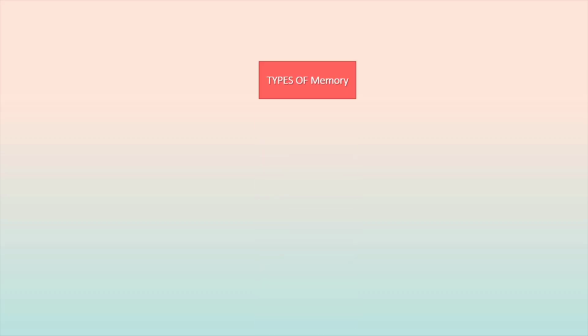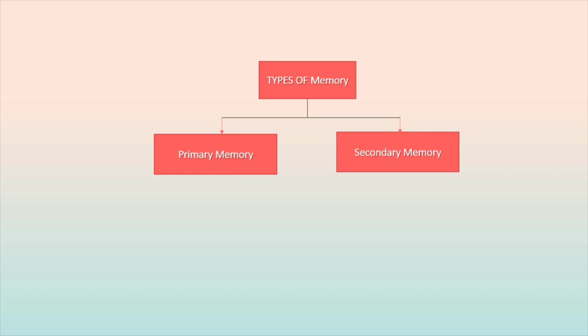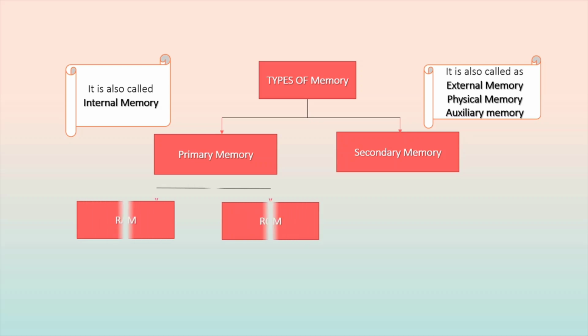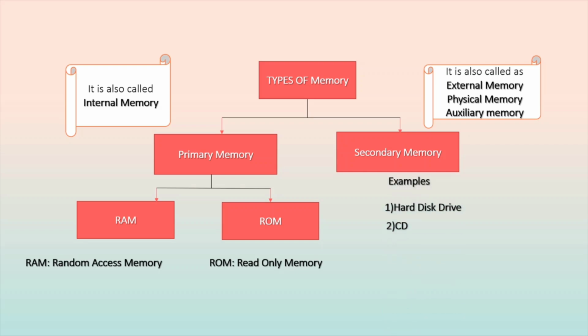Types of memory. There are two types of memory, primary memory and secondary memory. Primary memory is also called internal memory. It is the fastest memory of the computer. Secondary memory has different names like external memory, physical memory, auxiliary memory. Primary memory is further divided into two categories, RAM and ROM. RAM is random access memory, ROM is read-only memory. Secondary memories have different examples like hard disk, CD, DVD, pen drive.